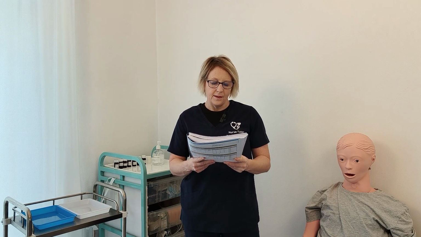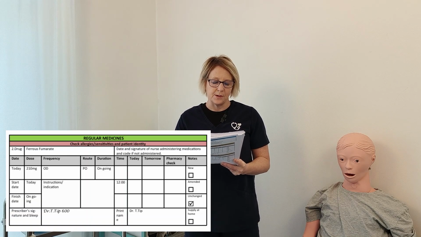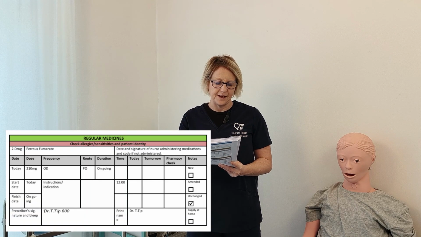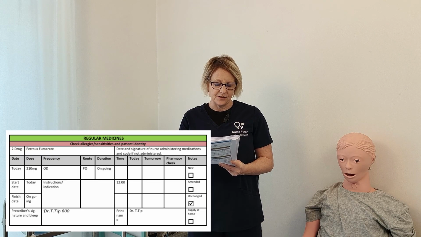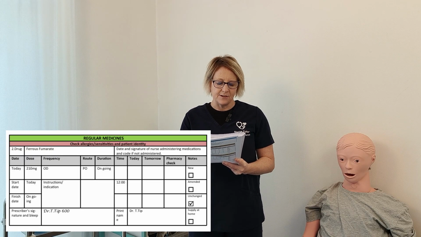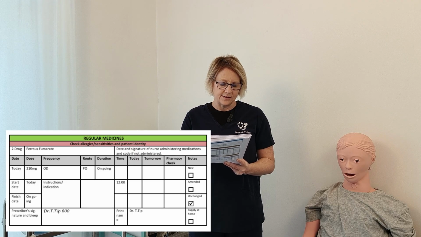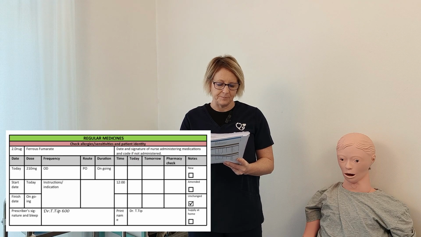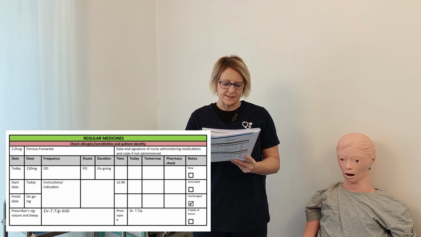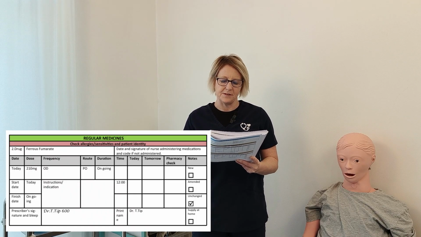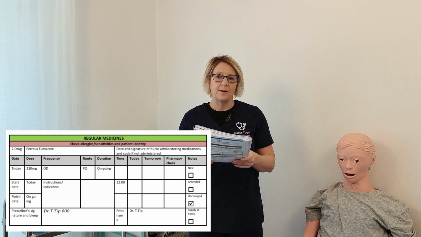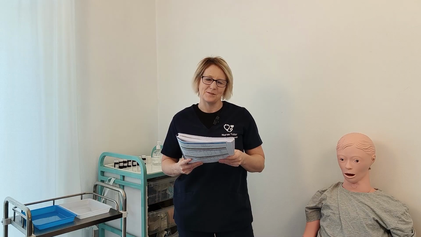administer it. My next medication, again due at 12 o'clock, due at my time, is ferrous fumarate. The date is today, the dose is 210 milligrams, the frequency is once a day, the route is oral, duration is ongoing, start date is today, finish date is ongoing, prescriber's signature and bleep is Dr. T-Tip 600, and prescriber's name is Dr. T-Tip. So I can confirm this prescription is clear, valid and legible. I'm going to administer this medication.